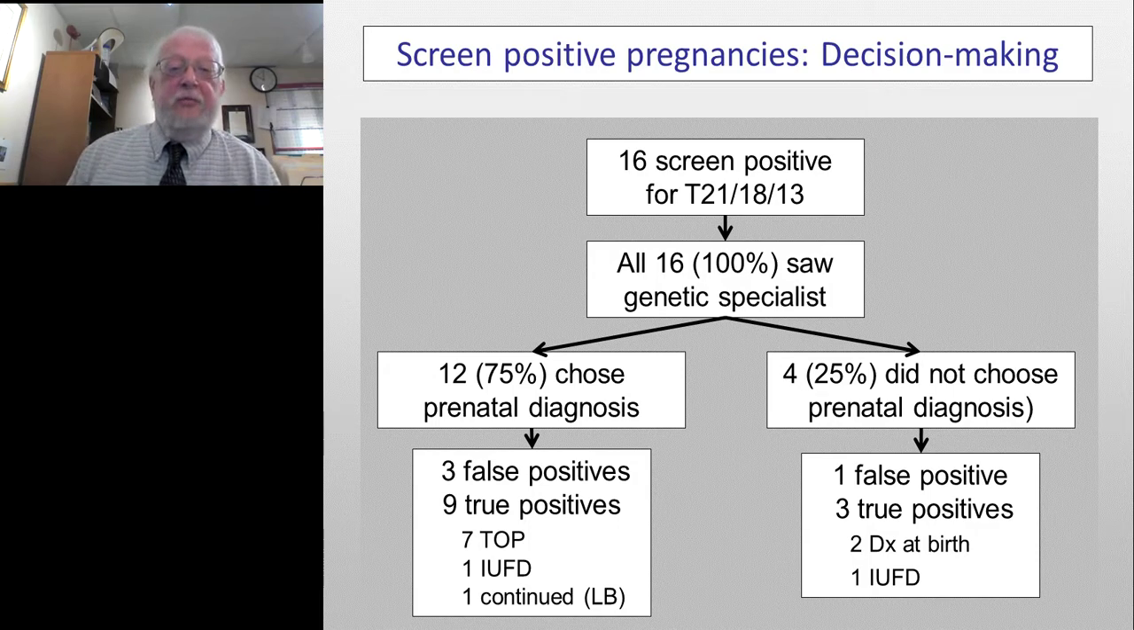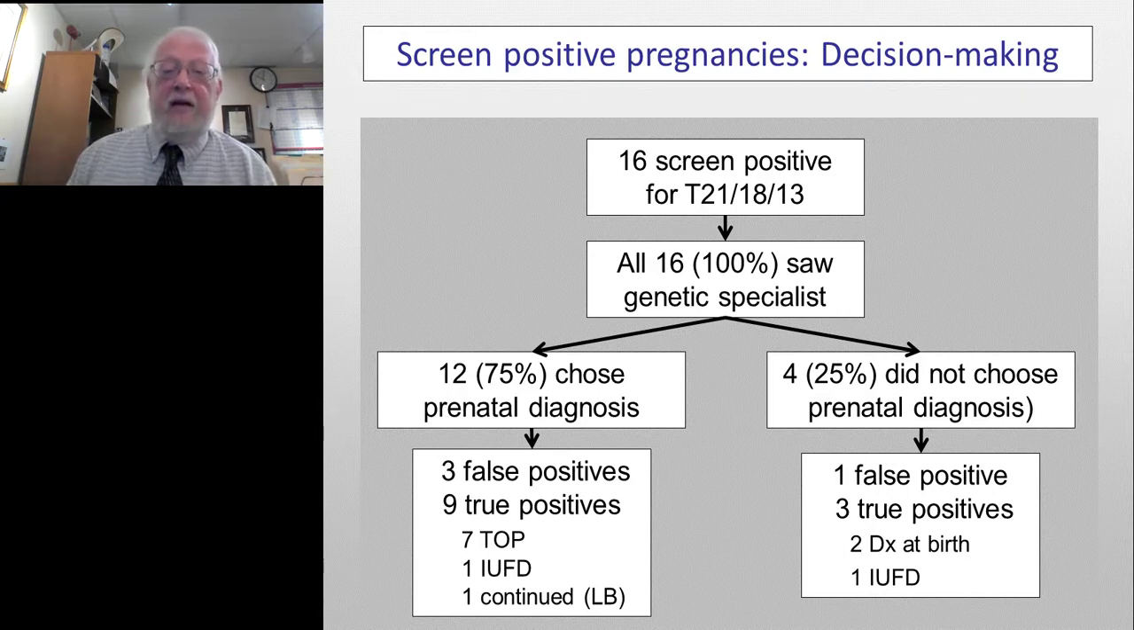So what did the women do? As I said, they all saw a genetic specialist. 75% of them, 12, chose to have a CVS or an amnio. I think most of them were amnios. That's where 3 false positives and 9 true positives were identified. 7 terminated. 1 was an intrauterine fetal death, and 1 was a live born.